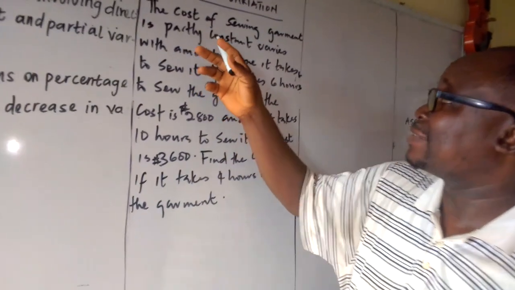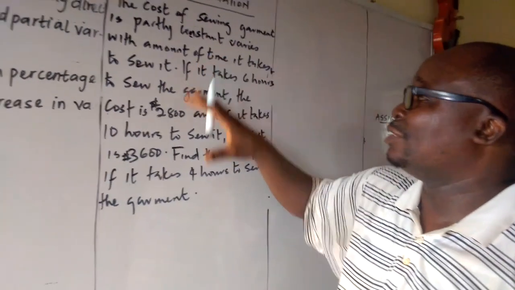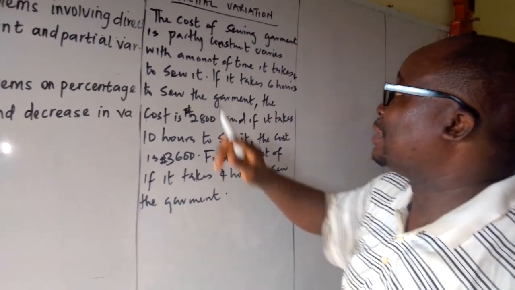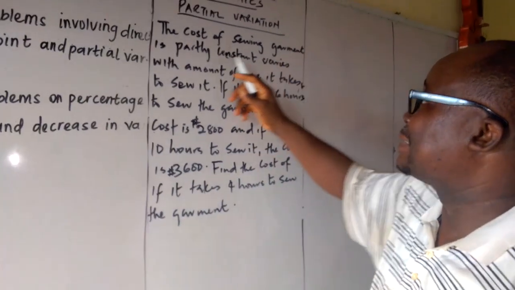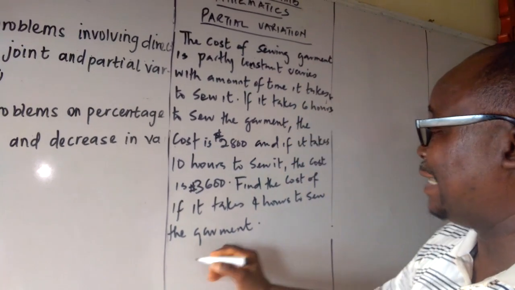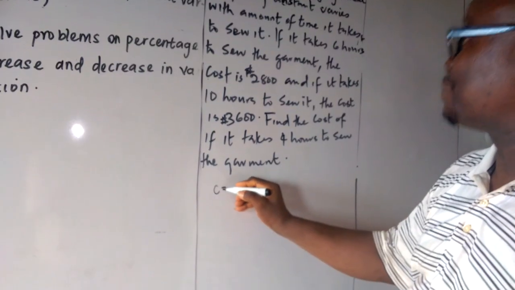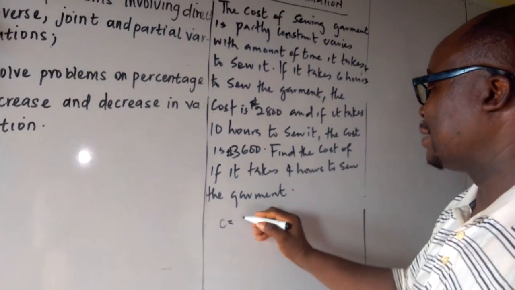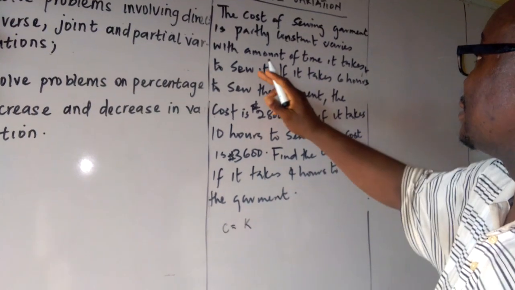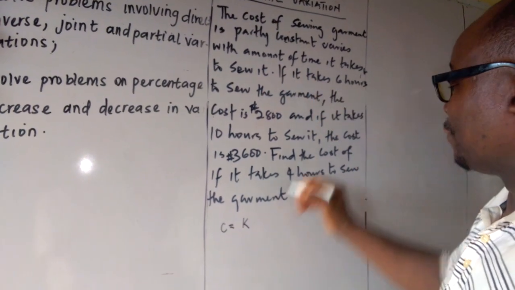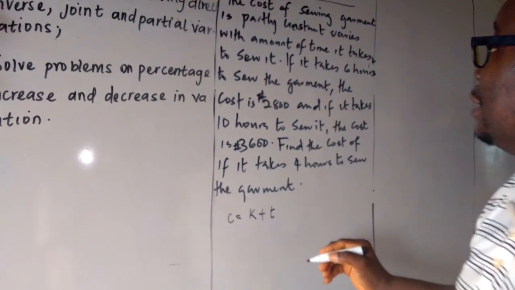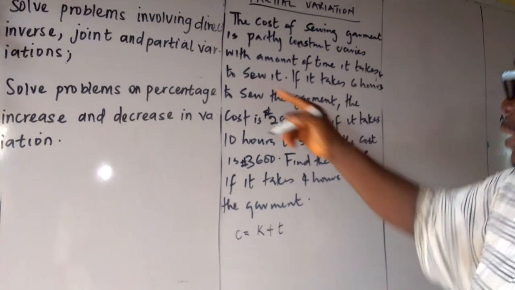Okay, let's look at this question here. It is a question that we have to apply partial variation to solve. So how do we go about it? The cost of sewing a garment is partially constant and partially varies with the amount of time it takes to sew it. So let C be the cost, and let T be my time.